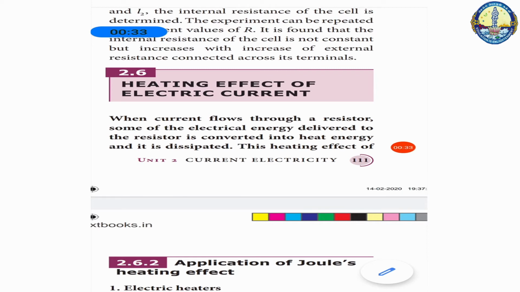When current flows through a resistor, some of the electrical energy delivered to the resistor is converted to heat energy and it is dissipated. This heating effect of current is known as Joule's heating effect. Just as current produces thermal energy, thermal energy may also be suitably used to produce an electromotive force. This is known as the thermoelectric effect.